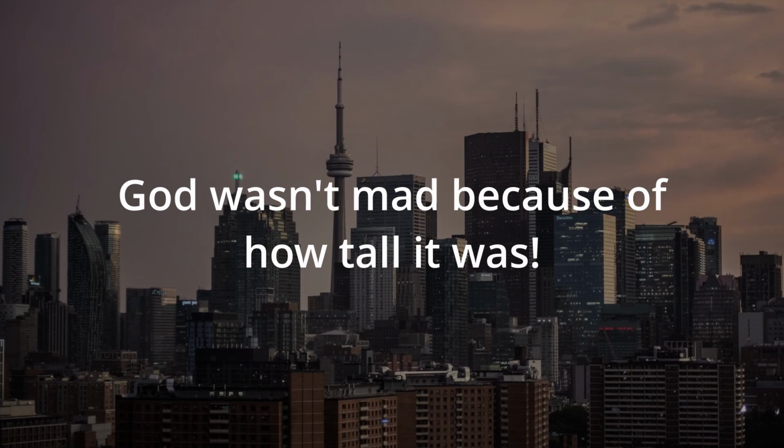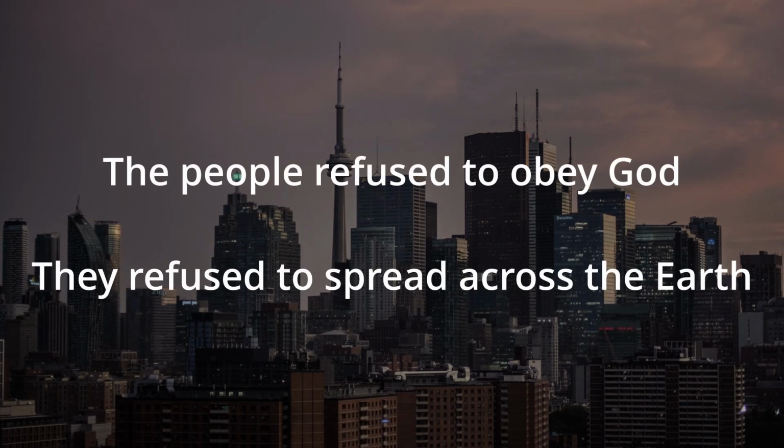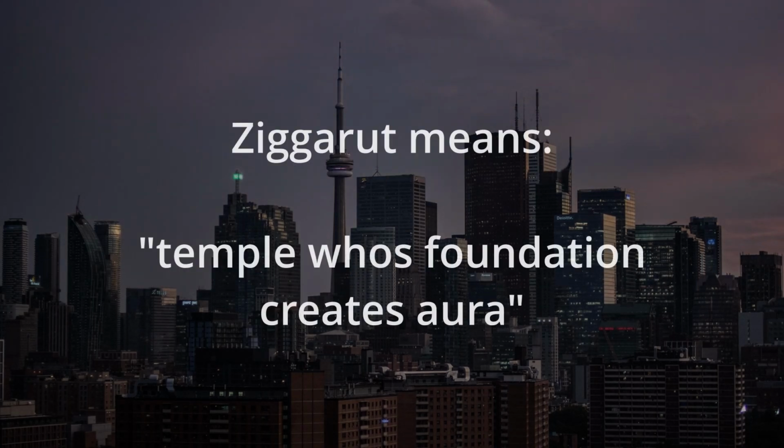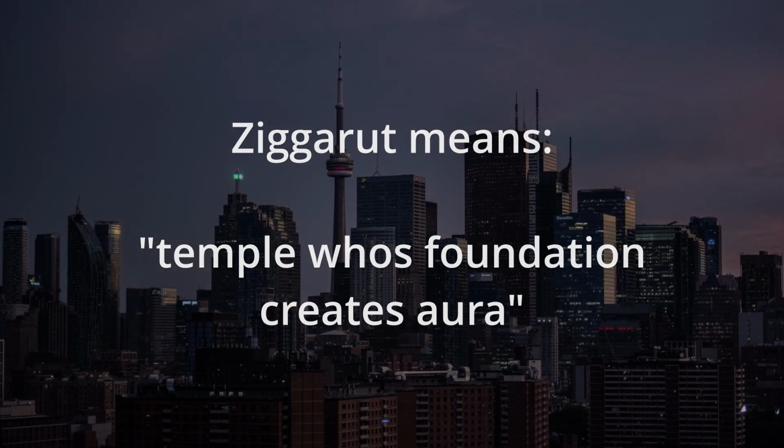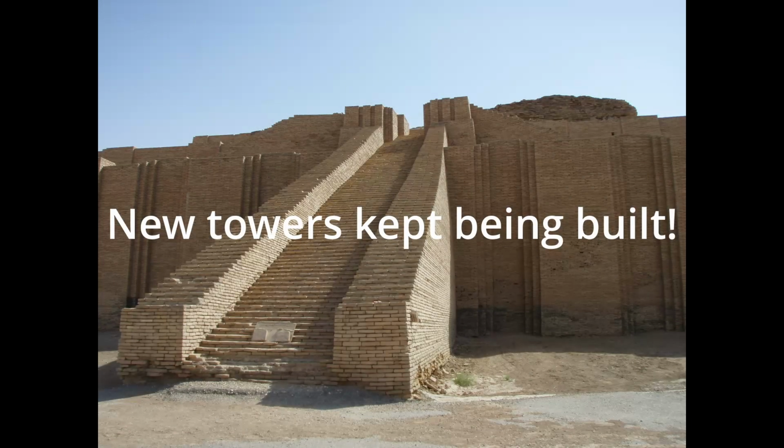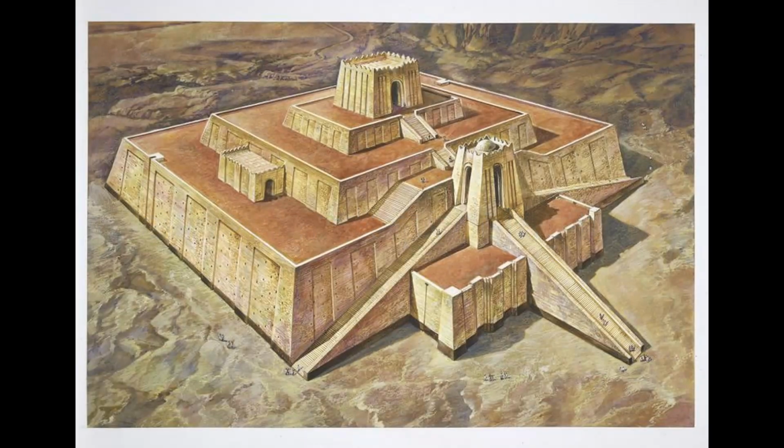We have skyscrapers today, and God never stopped us from building those. God came down and confused people because they refused to obey his command and spread out across the earth. The word ziggurat means temple whose foundation creates aura. These were temples used for worship, and even after the event at Babel, as I said, new towers were built and worship continued. So, what did the tower actually look like and when was it built?